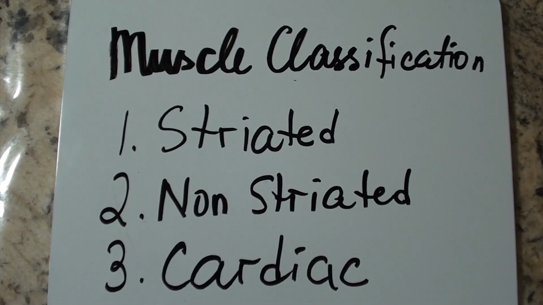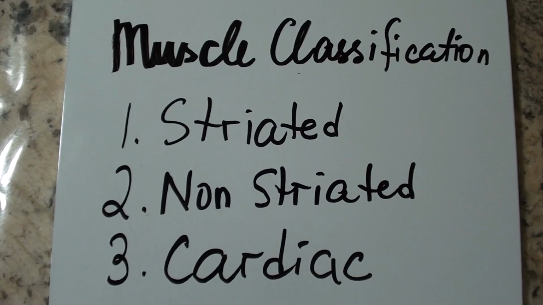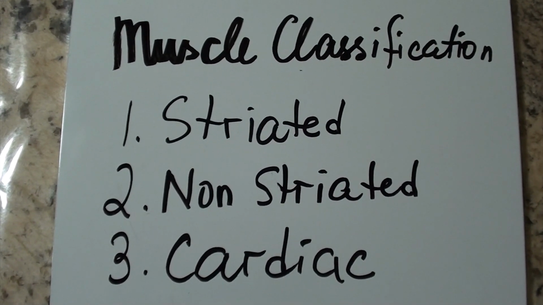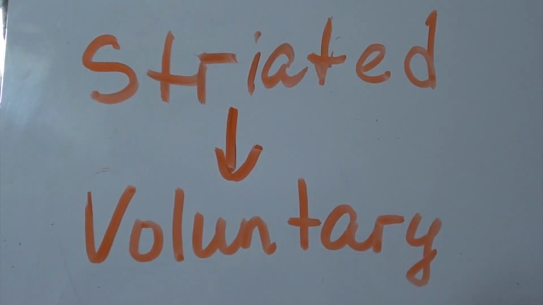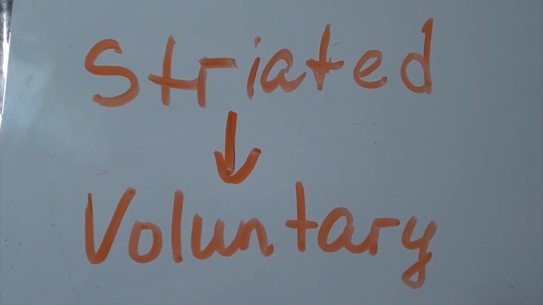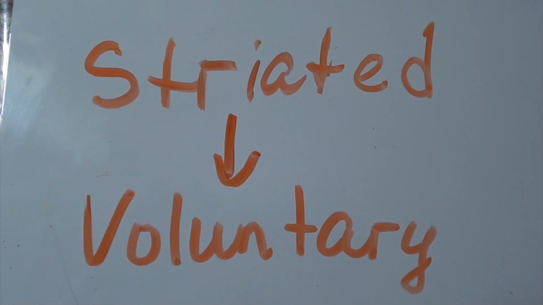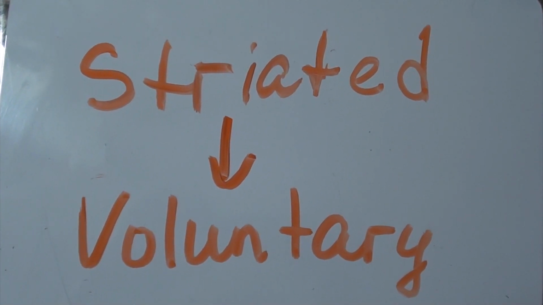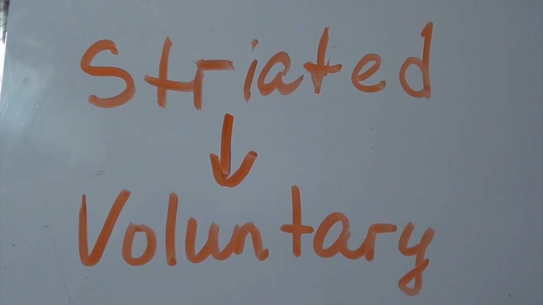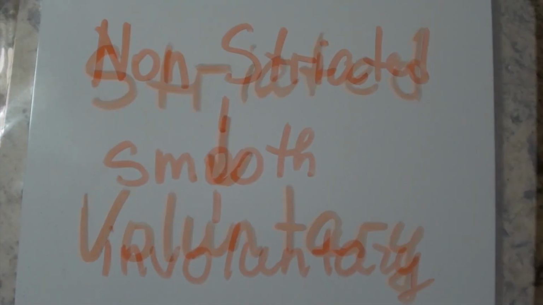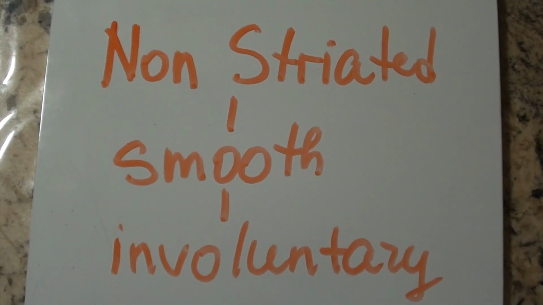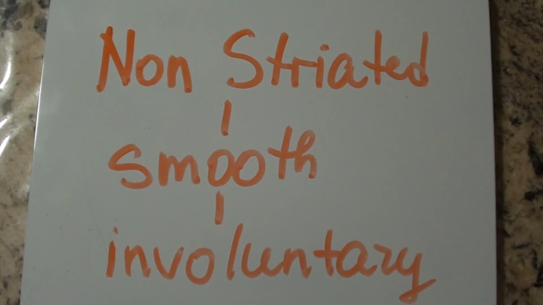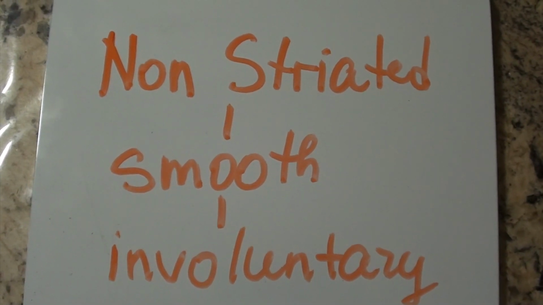Muscle kind classification: we have three kinds: striated, non-striated, and cardiac. Striated muscles are voluntary. We order our muscles to stretch our hand and we stretch it. We order it to contract and we contract our muscles. Non-striated muscles are smooth, they're involuntary, we do not have control over them.